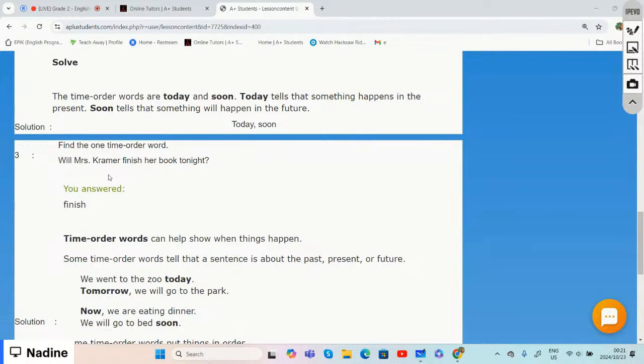And once again, before we continue, time order words tell us when something happens. It shows us when things happen, right? Whether it is in the past, in the present, or in the future.